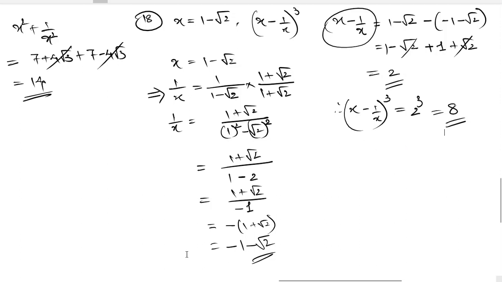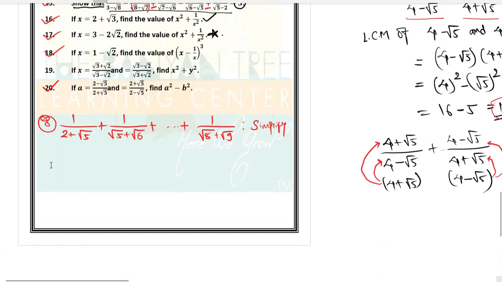Okay, question number 20. Let's move to the next doubt. Question number 20, somebody has asked me, the value of a is given 2 minus root 5 upon 2 plus root 5. The value of b is 2 plus root 5 upon 2 minus root 5. Find the value of a square minus b square.